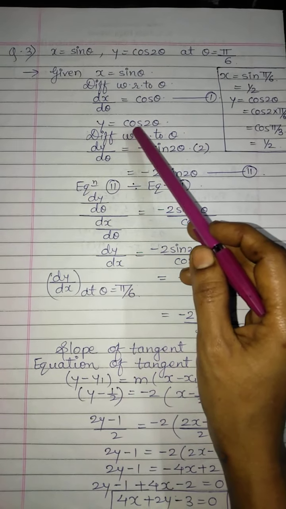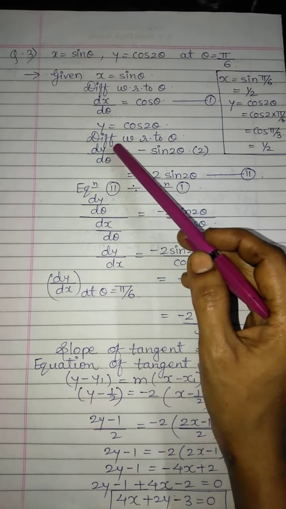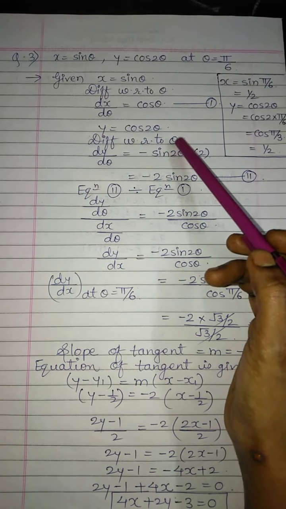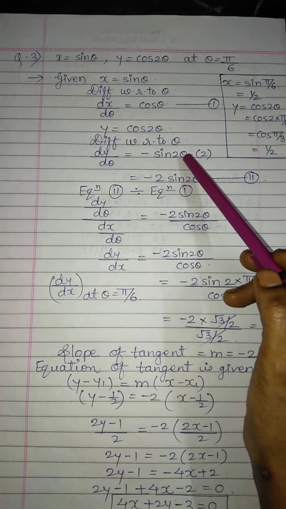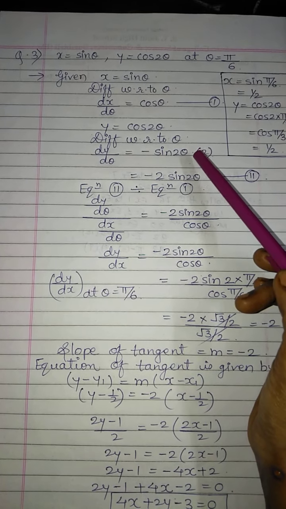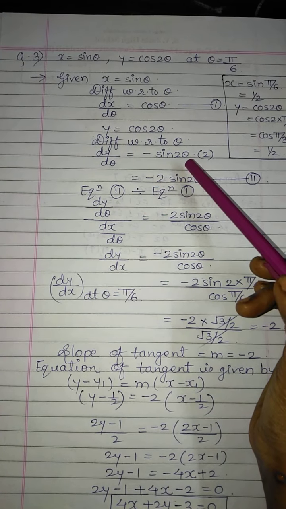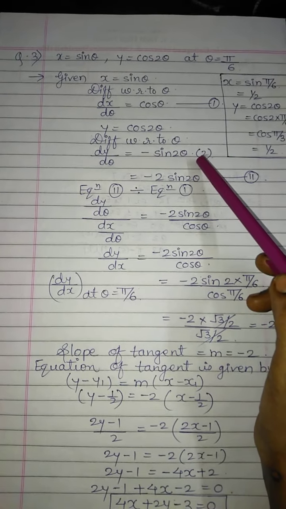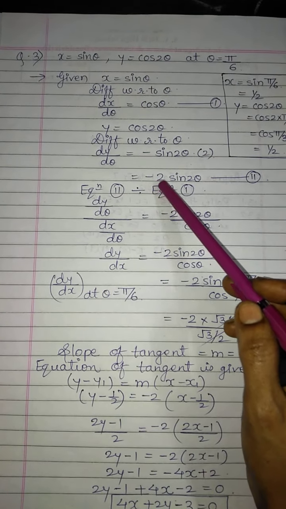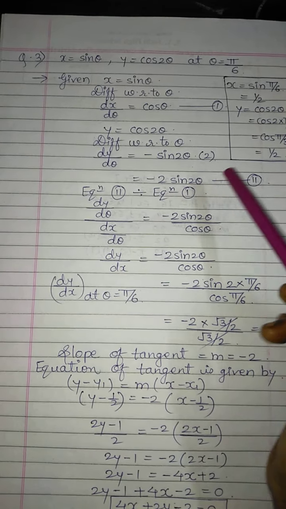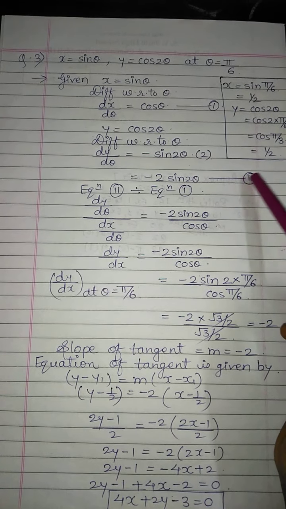Now y is equal to cos 2 theta. So differentiating with respect to theta, dy by d theta is equal to minus sin 2 theta into the derivative of the term inside. So again the derivative of 2 theta is 2. So the answer is minus 2 into sin 2 theta. We call this equation number 2.